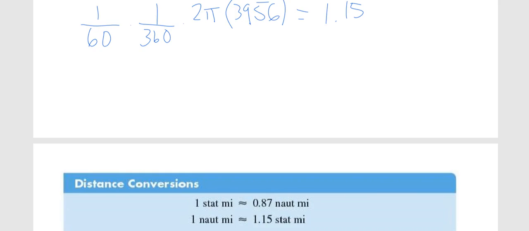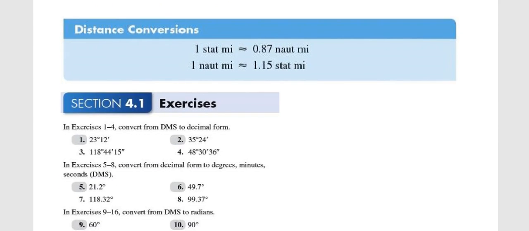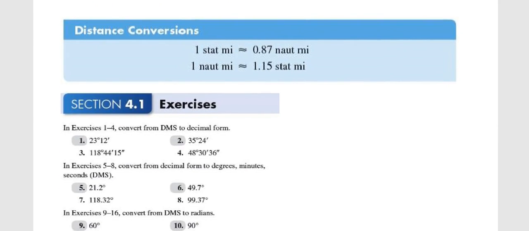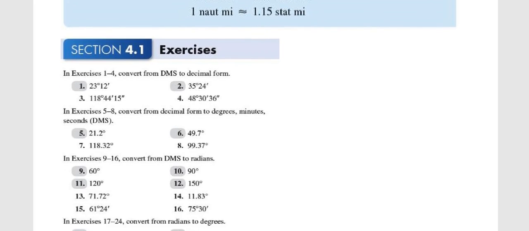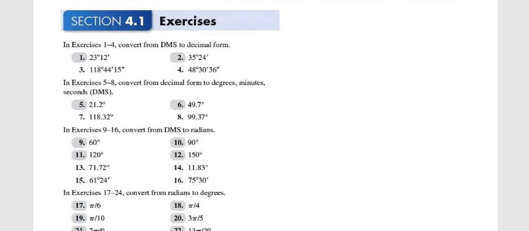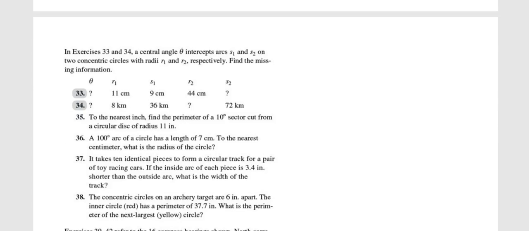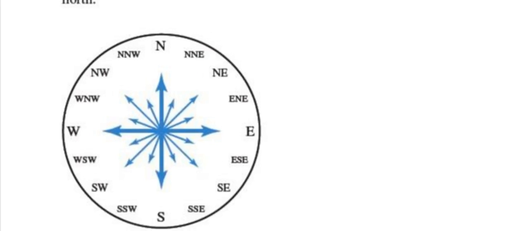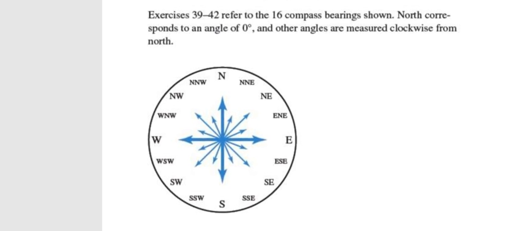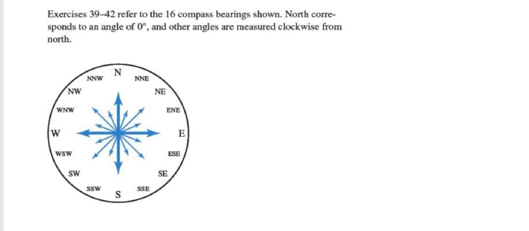We are going to skip this particular example. You do not need to memorize statute miles versus nautical miles and how they connect. But that's the difference between the two, one's based upon the arc length of a circle. Okay, the last thing that I needed to go over with you is to look at the compass bearings, okay?